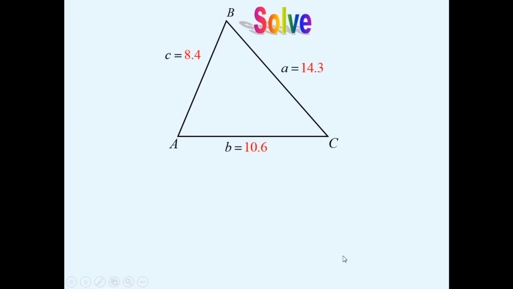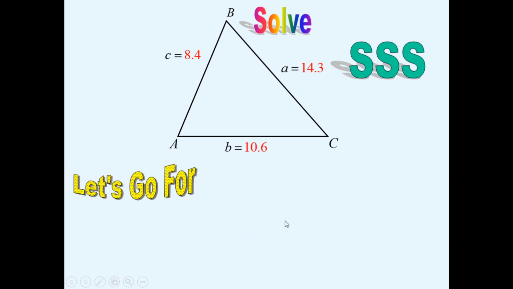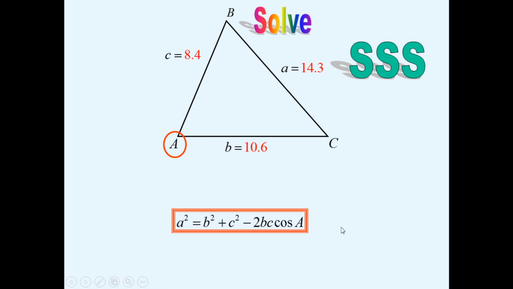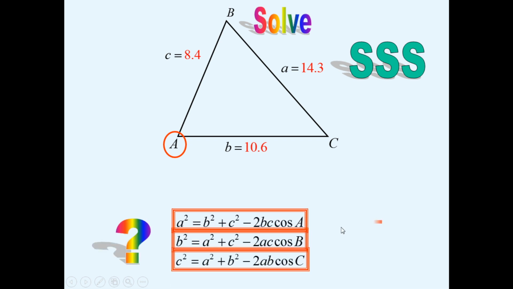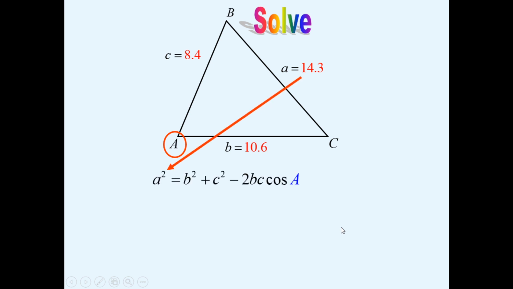Okay, so now let's try another example. So this time it's given as SSS: side, side, side. So if that's side, side, side, again we're using the law of cosines, using the first form. Again, plug in the numbers, evaluate.